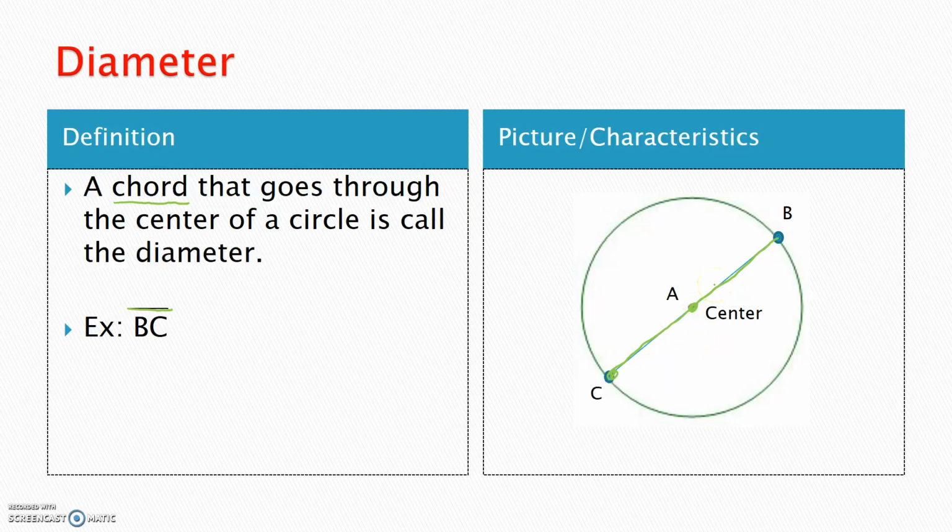Diameter is twice. All right, guys, take a second. Copy that picture.